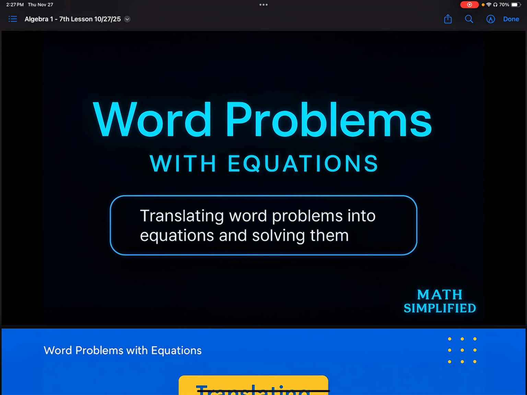So to translate a word problem into an equation, the first thing to do is define a variable to represent the unknown. A variable could be, for example, x, okay? It could be anything. So it's just like a letter, just think about it that way.